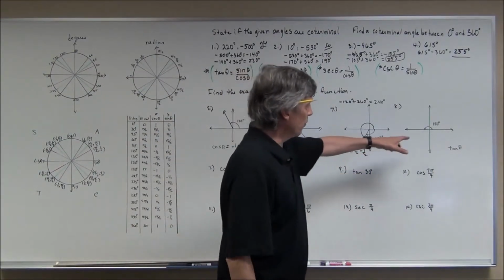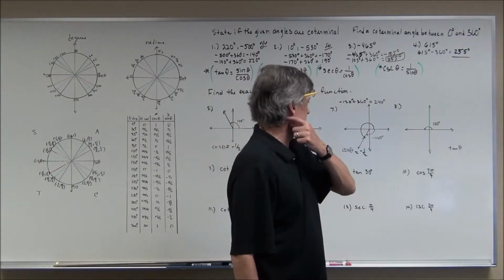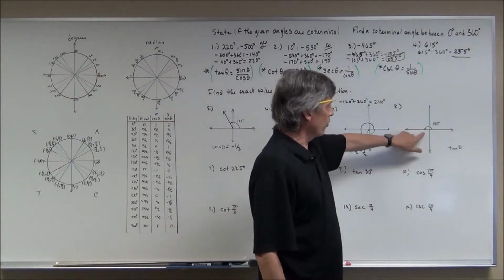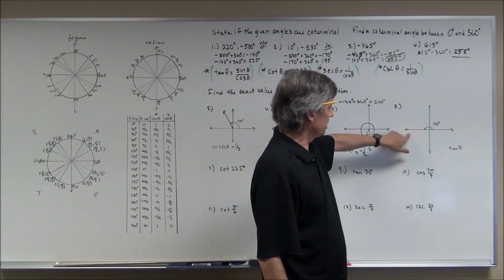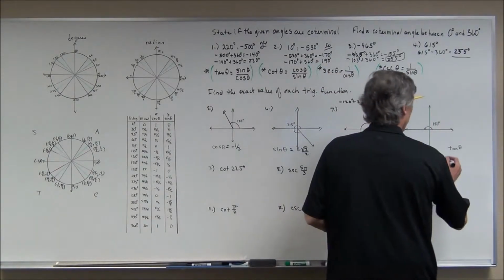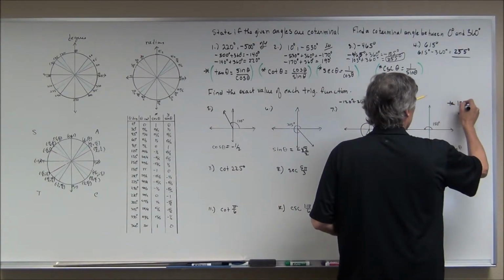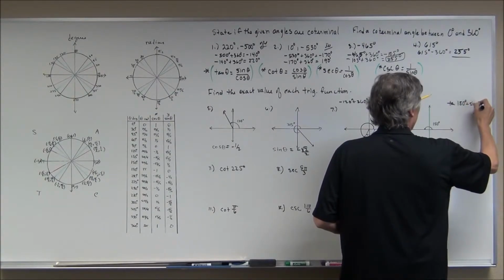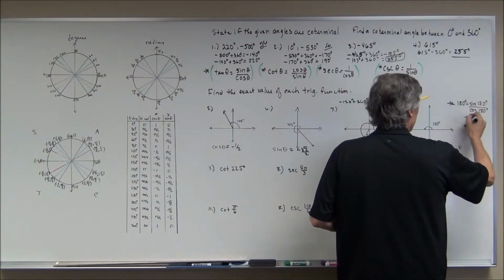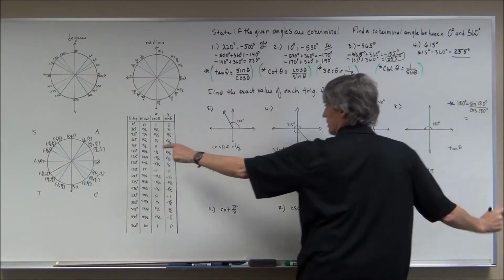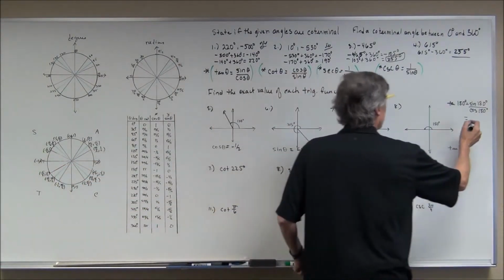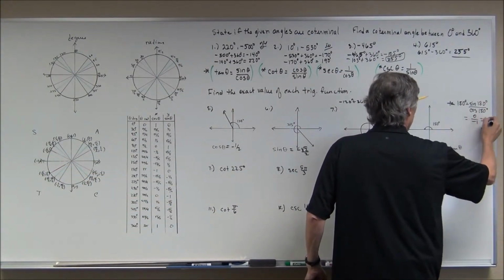Okay. Now this one, they didn't have any quite like it, and I was kind of surprised that they didn't have that. But this is what I call a quadrantal angle. The terminal ray is on the axis, 180 degrees. The tangent of 180 degrees is the sine of 180 degrees divided by the cosine of 180 degrees. The sine of 180 degrees is 0. The cosine is negative 1. So this is 0 over negative 1, which is 0.